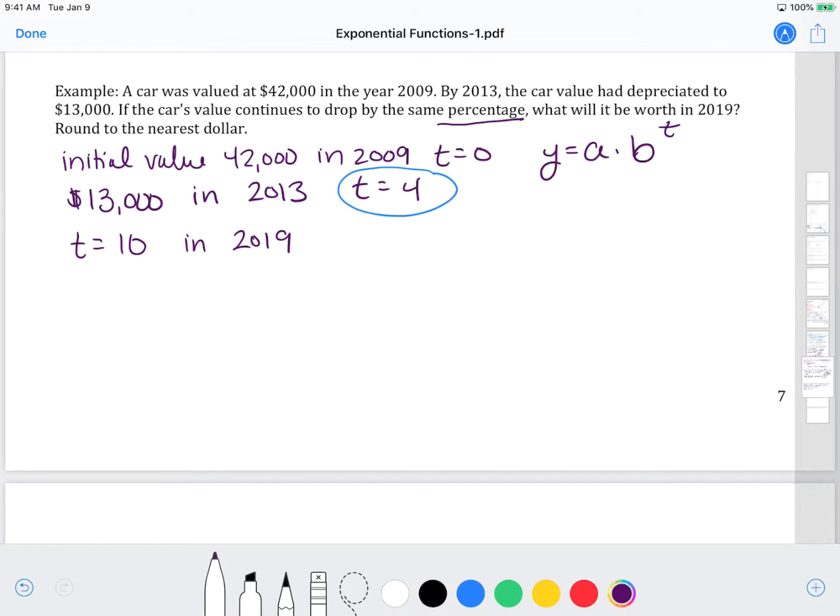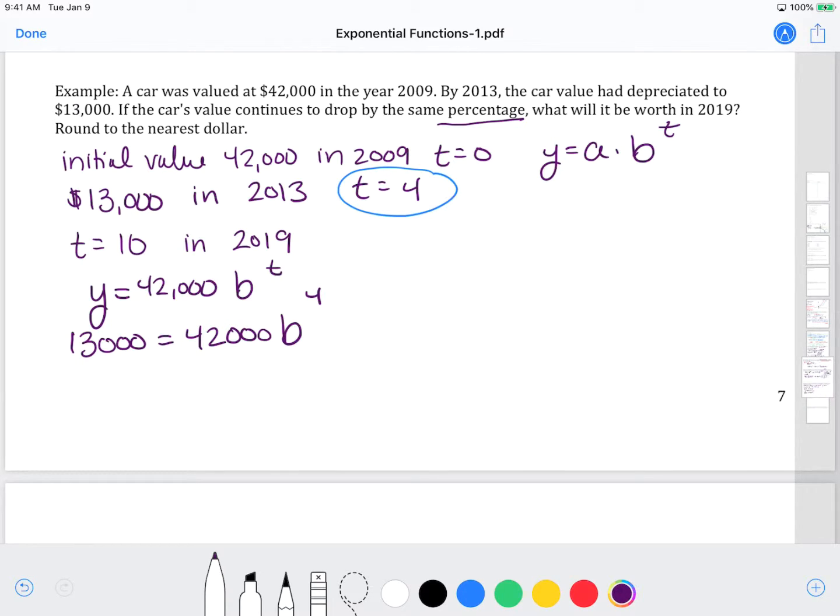Okay, so y is equal to, I'm going to put in a as my initial amount, so 42,000, and then b to the power of t. So I'm going to plug in an extra point for my t and y so I can find out what my b is. The extra point that they give us is that when 4 years have passed, the value of the car went down to 13,000. So I'm going to put in 13,000 for y, and I'm going to put in 4 for t.